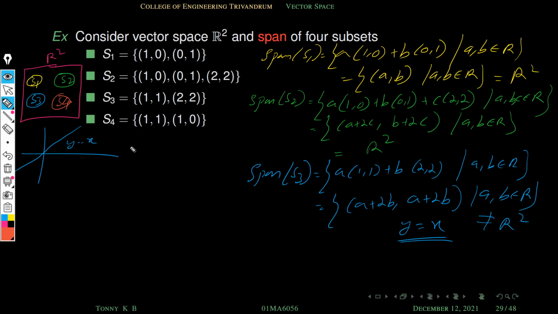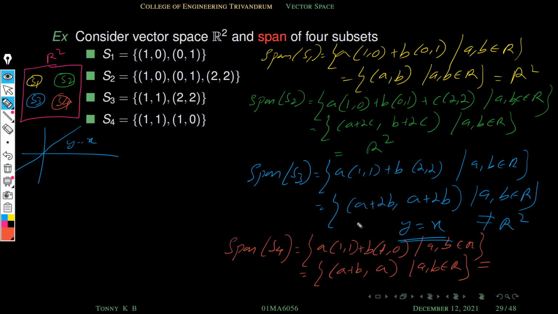Okay, next we consider S4. S4 equals {(1,1),(1,0)}, and S4 is also a subset of R2. And what about the span of S4? By definition, the span of S4 equals a(1,1) + b(1,0), where a and b belong to the real numbers. So this is equal to the set of (a+b, a), where a, b belong to R.